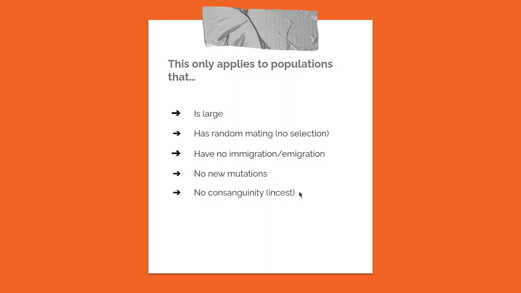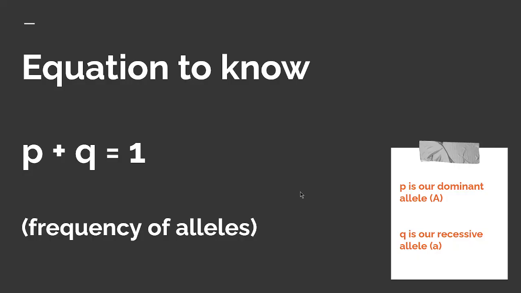Only when you have fulfilled these five main criteria can you say that a population is truly in Hardy-Weinberg equilibrium. And this is very, very rare, so it's more of a theoretical concept, but it's important to be able to calculate using this. So coming on to the equations now, there are two main equations we need to know. Let's have a look at the first one.